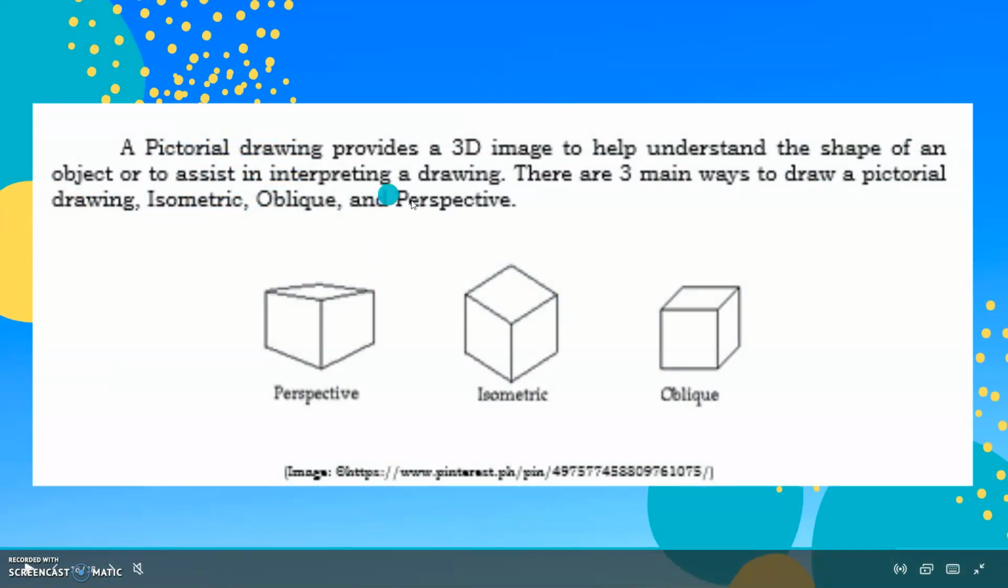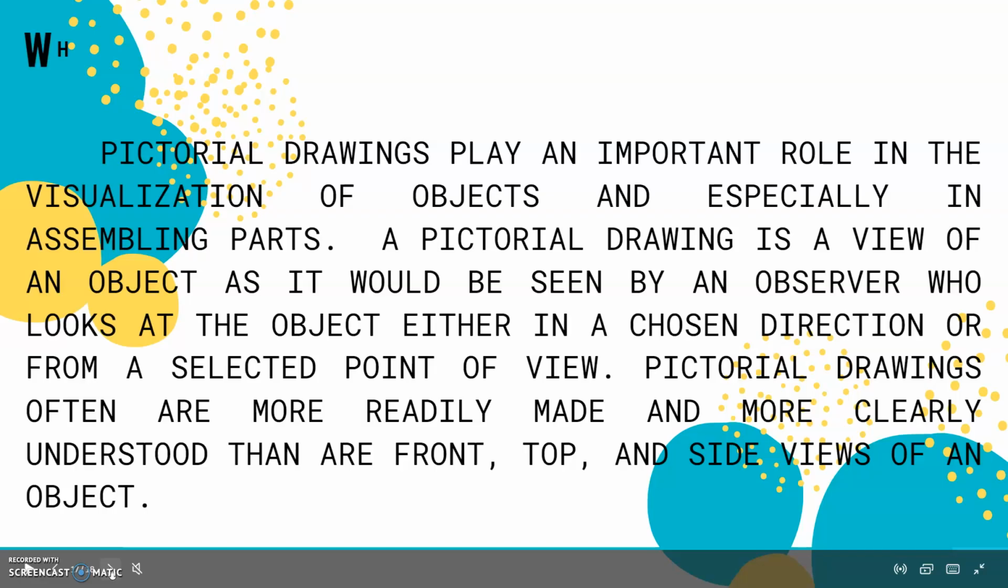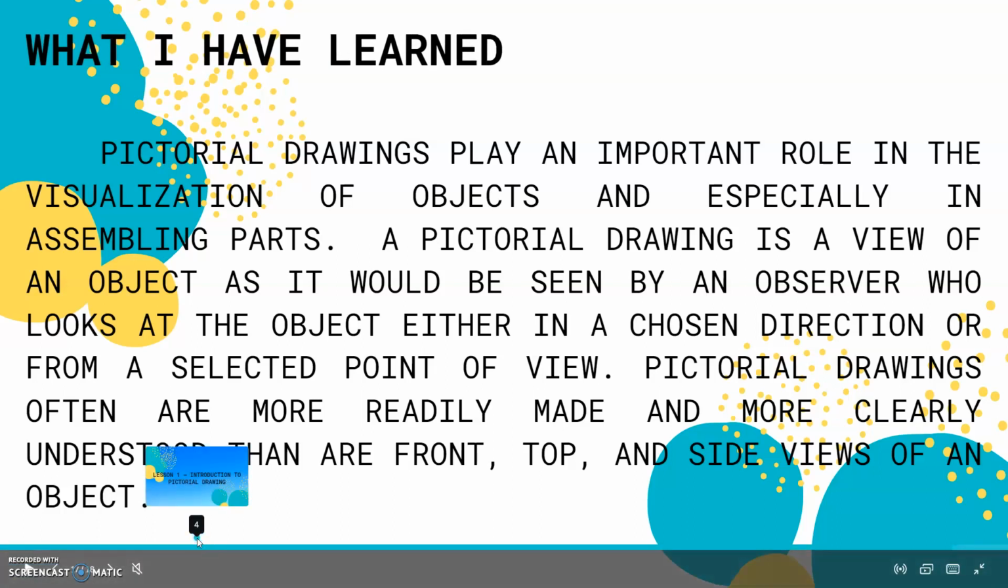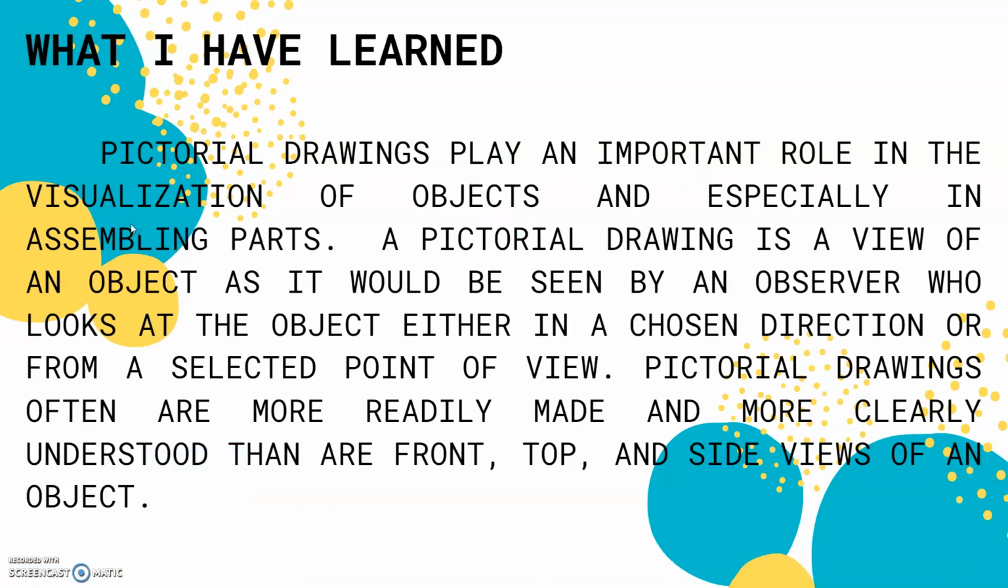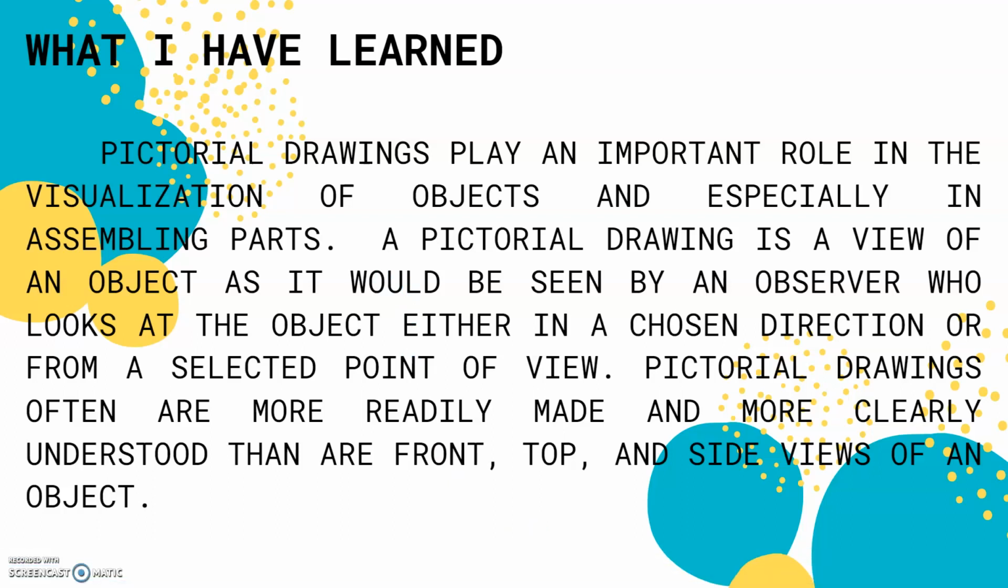So the pictorial drawing provides 3D images that help to understand. Kung yung previous lesson natin, natalakay natin yung 3 main views lang, the top, the front, and the side view. Para mas makatotohanan yung drawing through the use of 3D, dito na papasok yung tinatawag nating perspective, isometric, and oblique drawing. And so today you have learned the different important roles in the visualization of an object, especially in assembling the parts. Sa isometric, di ba, kumbaga parts by parts para mabuo, makuha mo yung pictorial drawings na gusto mo, through the use of different tools and equipment in technical drawing.